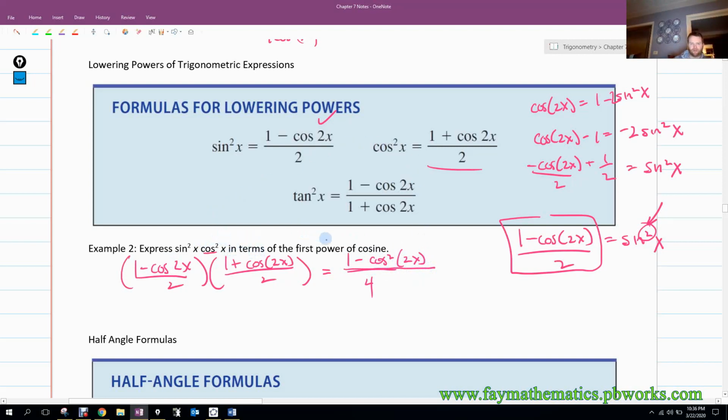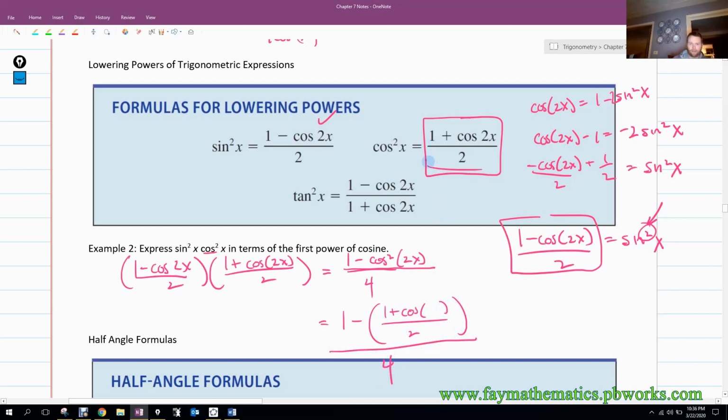Okay, so it's better, but it still says that I've got powers of 2. I want first power of cosine, so I've got power of 2 here. So what I'm going to do then is rewrite this as 1 minus, now, cosine squared can be written this way. It's going to be 1 minus the quantity 1 plus cosine, I'm going to put parentheses right there for a moment. What should go there?